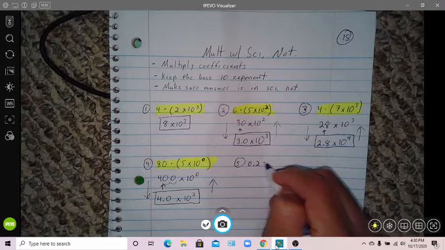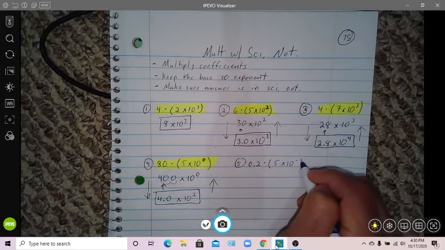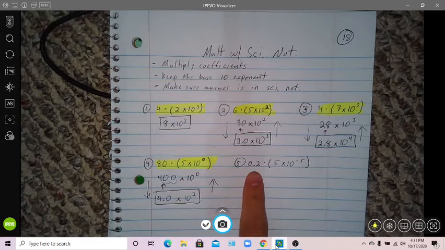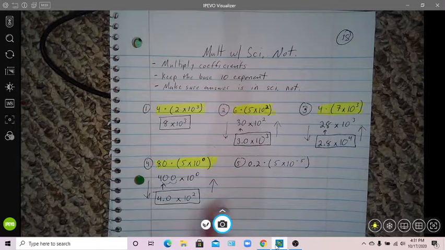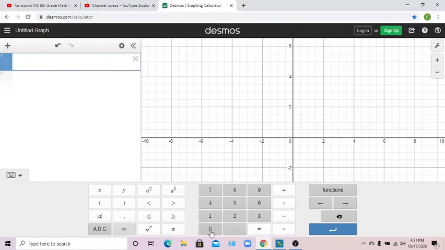0.2 times 5 times 10 to the negative 5. Okay. So what you have here, you can do Desmos. I'm going to go ahead and pull up Desmos. 0.2 times 5. Okay, that gives me 1. So 0.2 times 5 gives me 1.